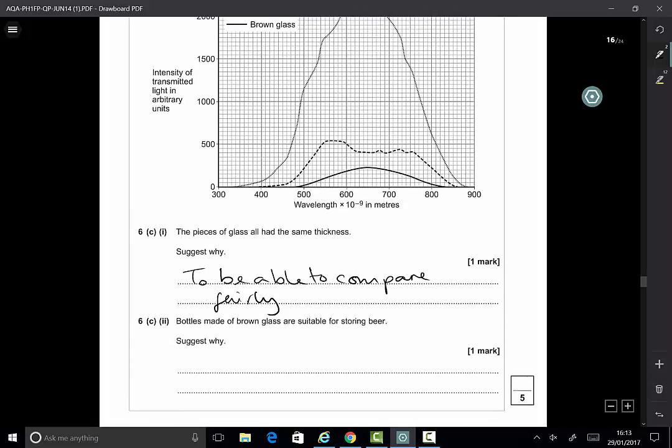Okay, bottles made of brown glass are suitable for storing beer. Why? The lowest amount of intensity is allowed through. So the least amount of light is transmitted.